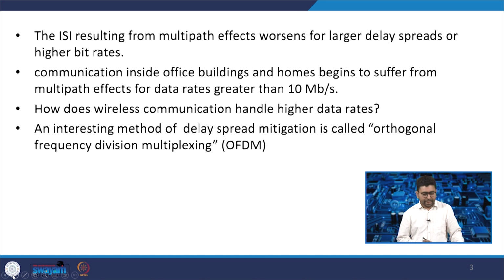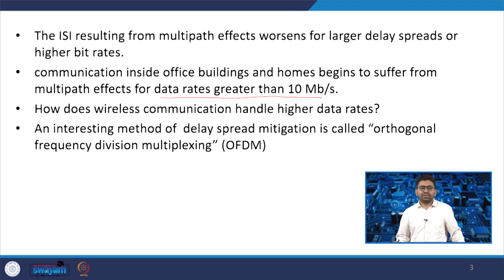So here the ISI resulting from the multipath effect worsens for large delay spread or higher bit rates. If you have a very high bit rate and all your bits are near each other, this will worsen your detection. Communication inside offices and homes will suffer from the multipath effect, let us say if your data rate is roughly 10 Mbps or more. So how does wireless communication handle higher data rates?